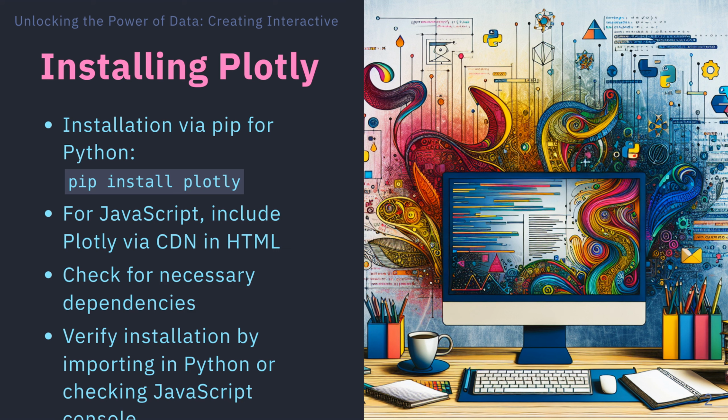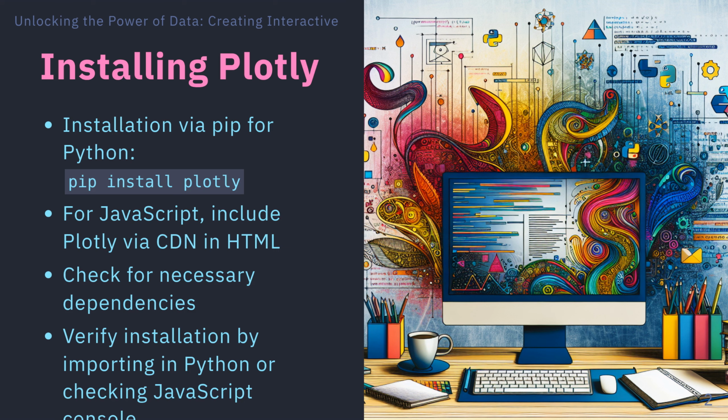Before we can start creating beautiful charts, we need to install Plotly. If you're using Python, you can install Plotly easily via pip. Open your command line interface and type pip install plotly. For those using JavaScript, you can include Plotly directly in your HTML file by adding a script tag that points to the Plotly CDN. Make sure you also check for any dependencies that might be necessary for your specific use case. After installation, it's crucial to verify that everything is set up correctly.